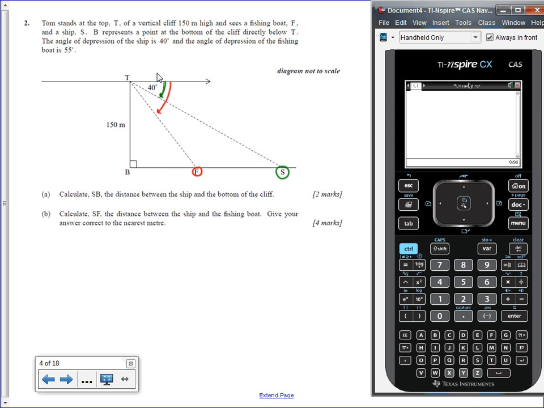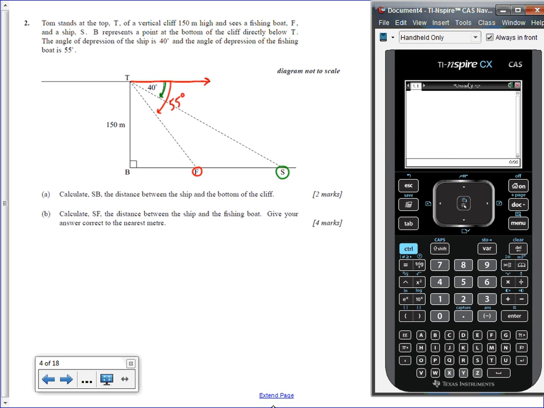So an angle of depression is always between a horizontal line, which is where your eyes would be looking if you weren't going to depress them at all, so if your eyes just look straight, and then if you lower your eyes down to look at the fishing boat, that's the 55-degree angle that your eyes are turning through, right? So there's the 55.